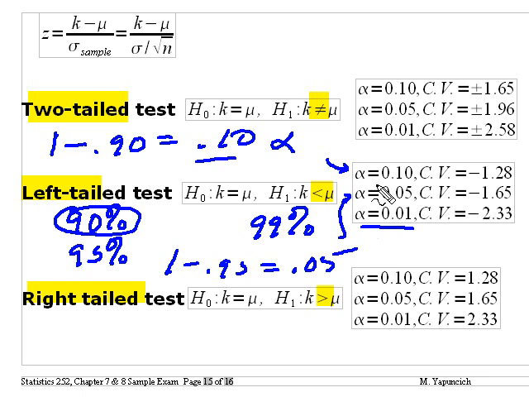Connected with each value of alpha are critical values. So the critical value for alpha equal to 0.10, which corresponds to the 90% probability of making a type 1 error, is minus 1.28. For the 95%, it's minus 1.65. And for the 99%, it's minus 2.33. So you take that information back to the graph.